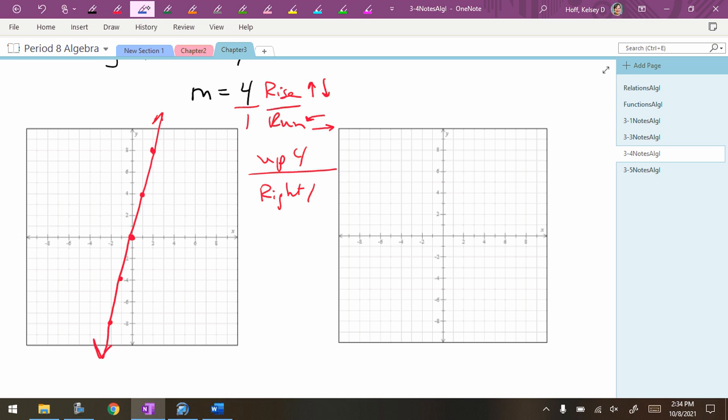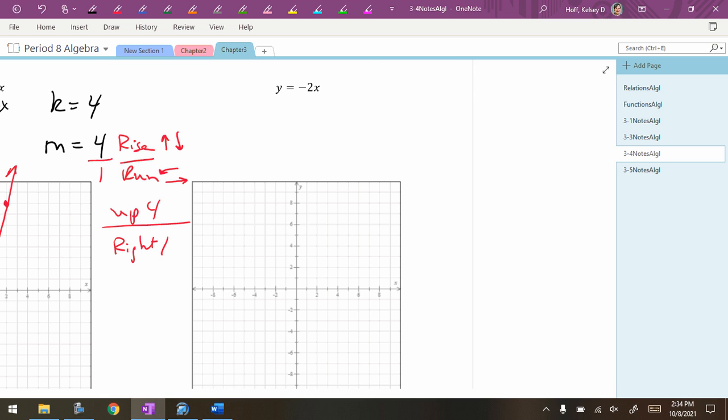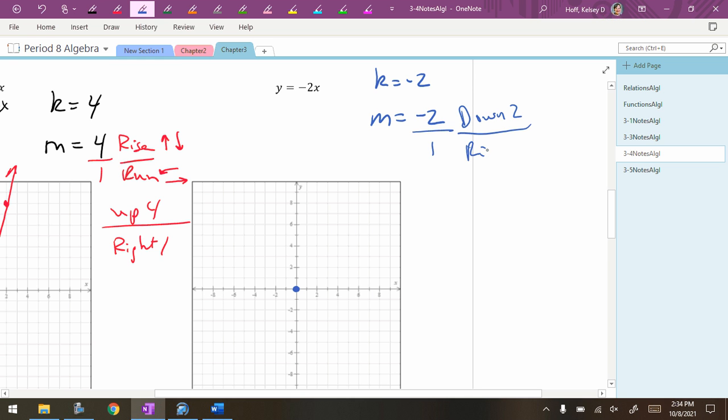So our next equation is y equals negative 2x. Y is by itself, so what's my k? Negative 2, which in other words means my slope is negative 2. Where do I start? 0, 0. I'm always going to start on the origin. Now, with the slope of negative 2 over 1, what's a negative 2 rise tell me? I'm actually going down 2. Now, is my 1 positive or negative? Positive. Good. So I'm going to the right 1.